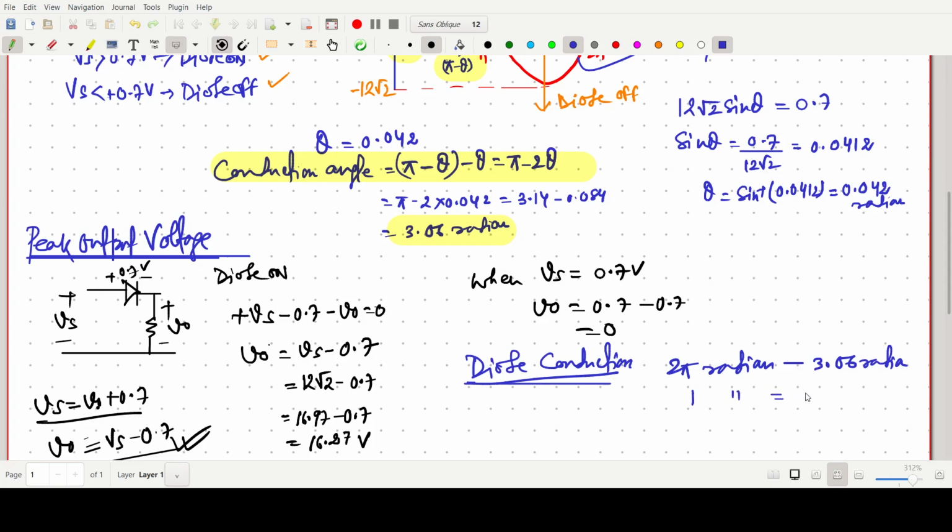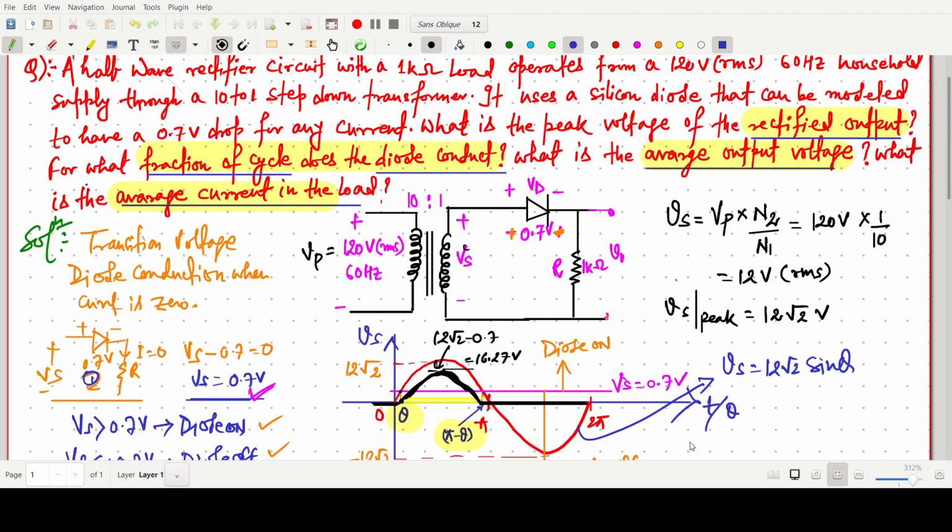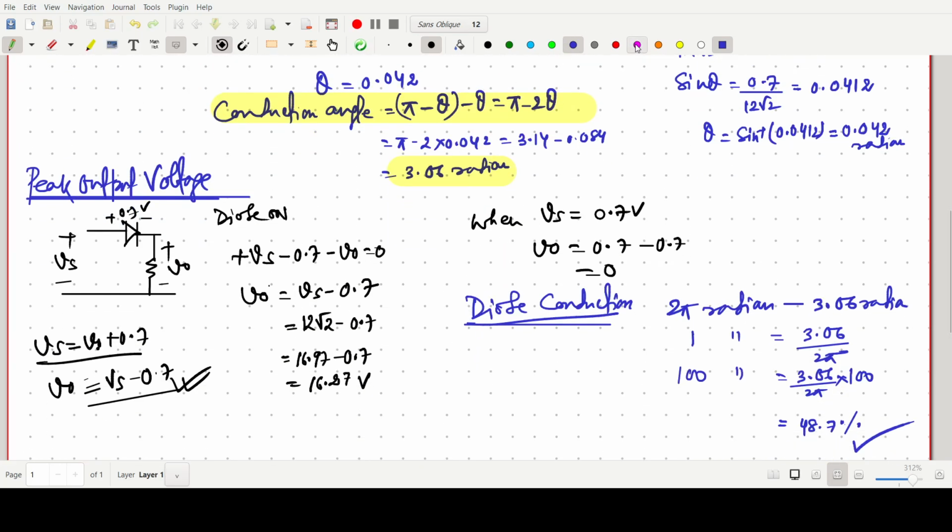So in 1 radian it will conduct 3.06 by 2 pi. We have to find the fraction. So in 100, we write 3.06 by 2 pi. Applying the simple unitary method, 3.06 divided by 2 pi into 100, if we solve this it will come to 48.7%. So 48.7% is the fraction of the cycle for which the diode conducts. In 2 pi radian it conducts 3.06 radian, so in 100 by using the unitary method.